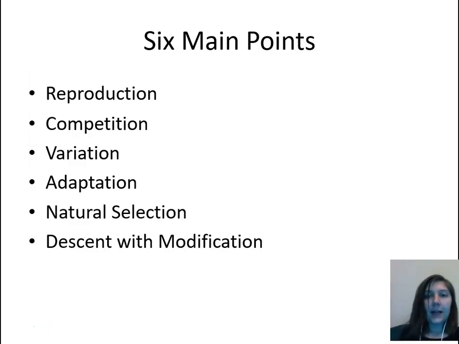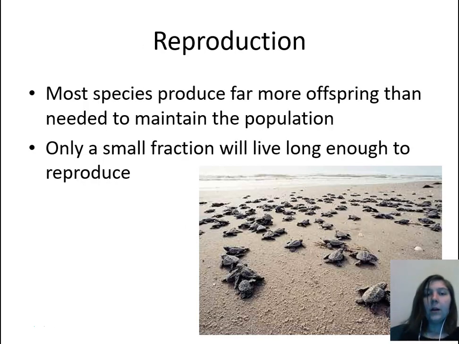There are 6 key ideas to Darwin's theories of evolution: reproduction, competition, variation, adaptation, natural selection, and descent with modification. Reproduction is the idea that organisms have offspring.